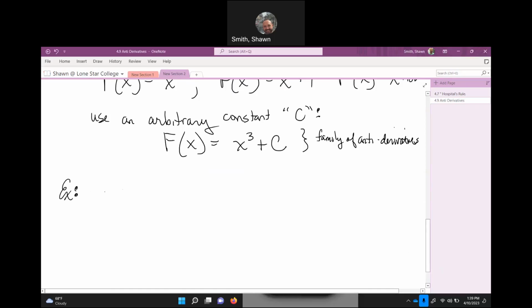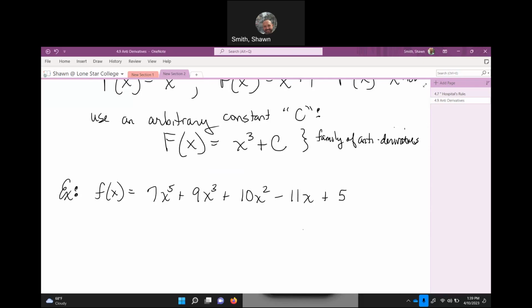All right, I'll let y'all do one example real quick. Say f of x is equal to, let's say, 7x to the 5th power plus 9x cubed plus 10x squared minus 11x. And let's throw in one more, plus 5. Really nice 5-term polynomial, right? What is cap F?